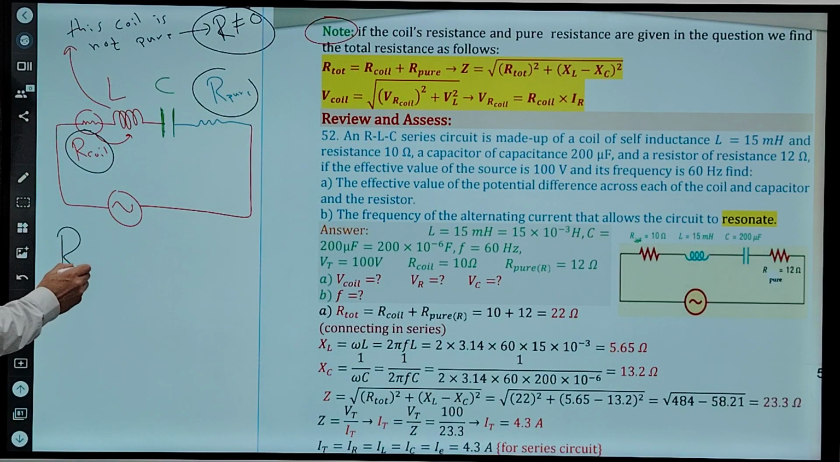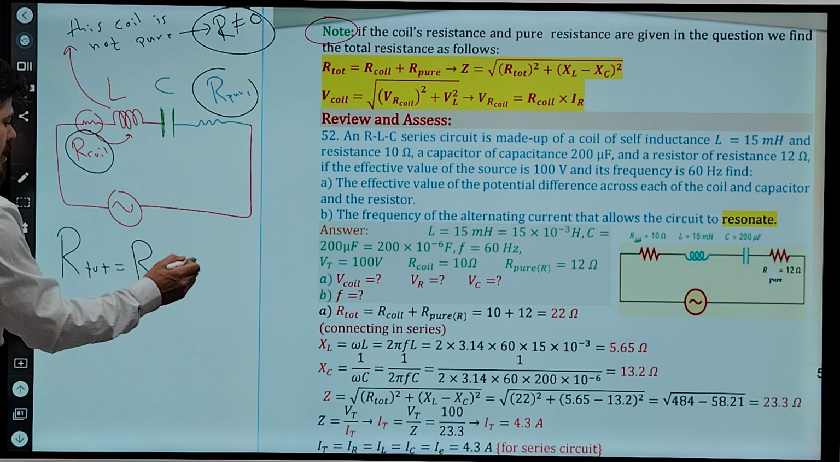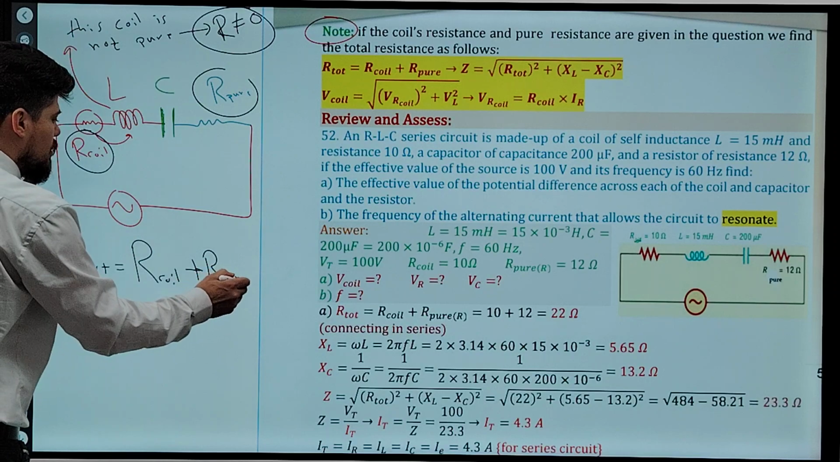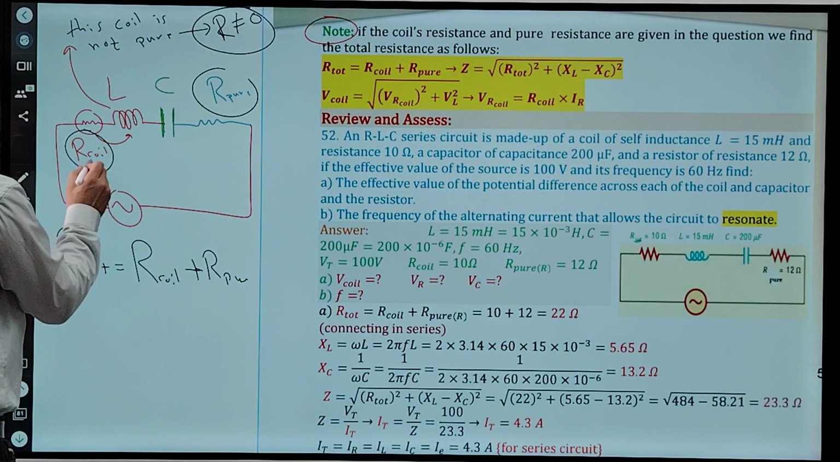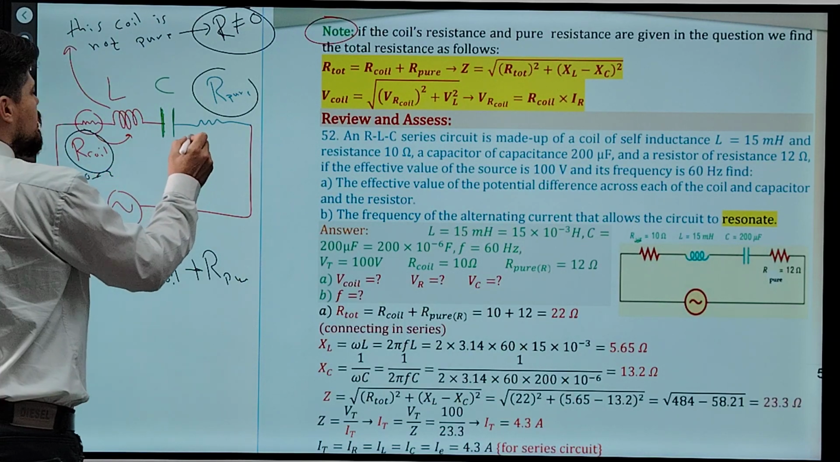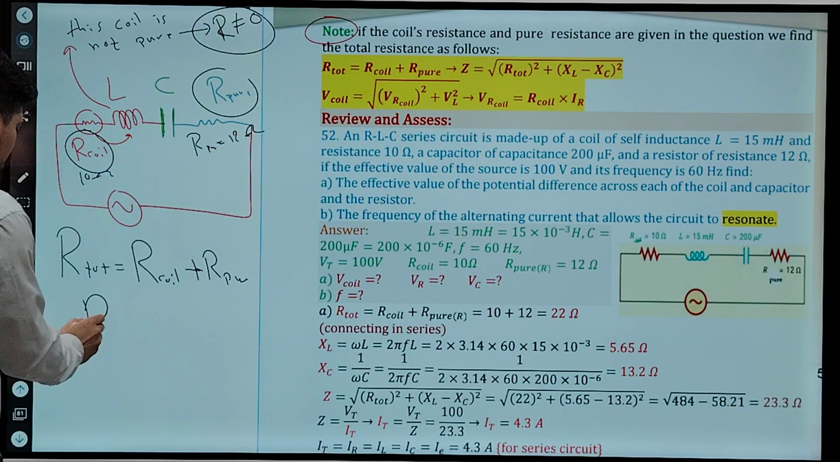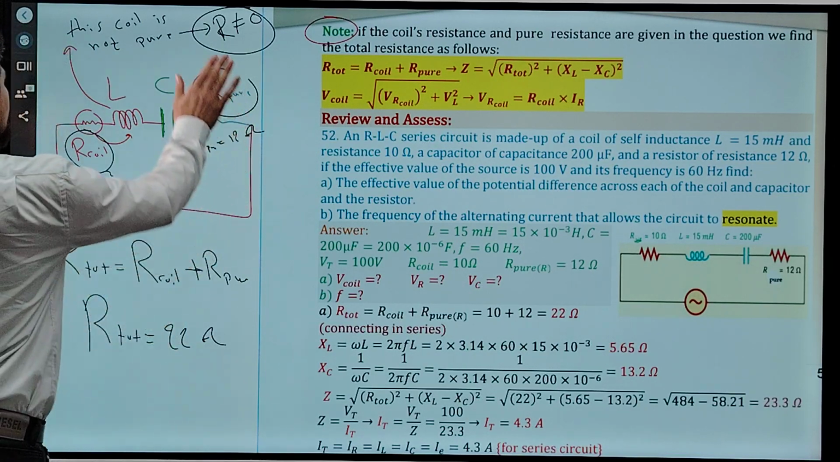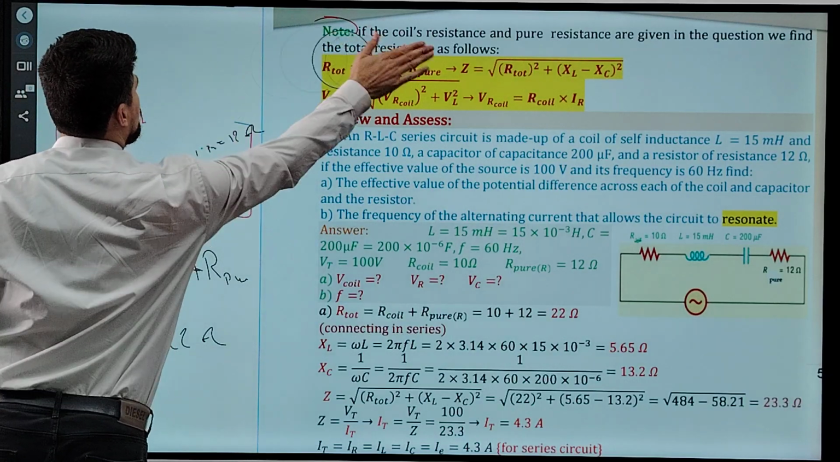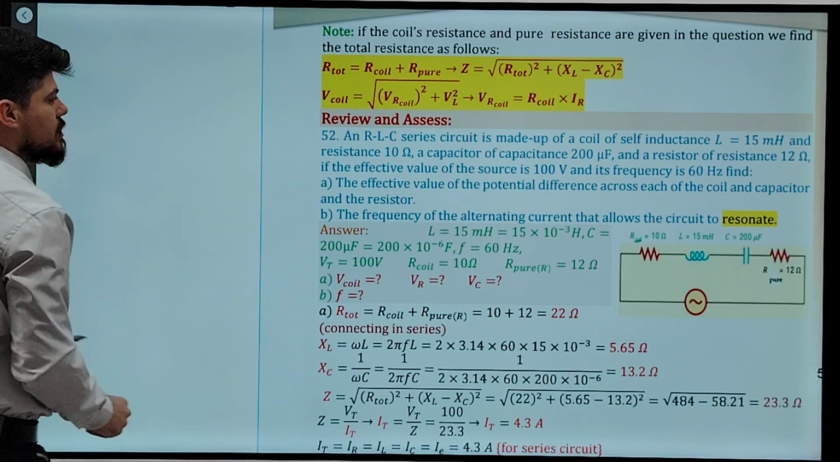R total is equal to what here? In the equation of total impedance, R total is equal to the resistance of the coil plus the resistance of the pure resistor. Do we have the resistance of the coil? Yes, 10 ohm. And the pure resistance is 12 ohm. R total is equal to 22 ohm. Okay? So this is a very good point. Before solving this question, it is very important for the students to know this information, okay?